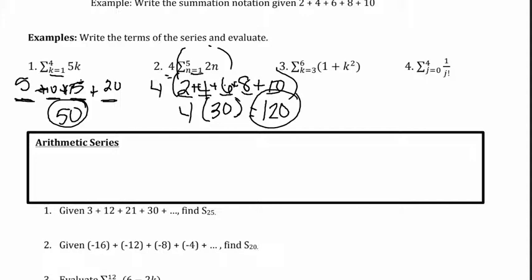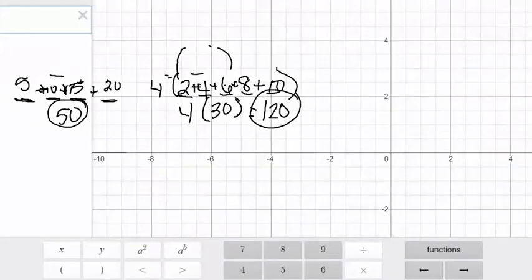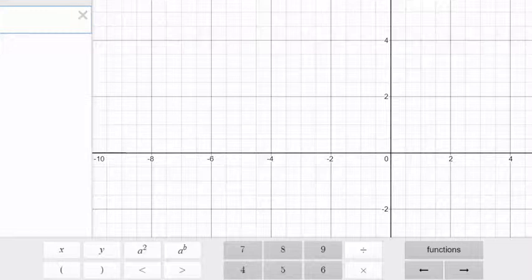I want you to pause this video, and I want you to try 3 and 4 on your own, and then we'll go over them. I'm actually going to even show you now how we can check them by using Desmos, but I know, of course, my window's not big enough. I'm going to zoom out of it.